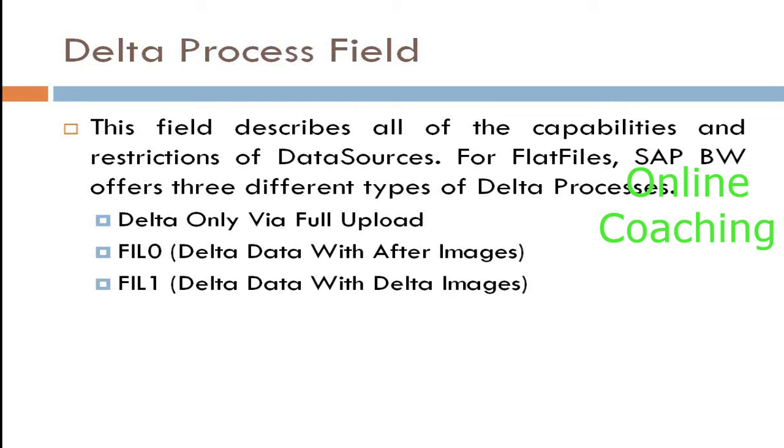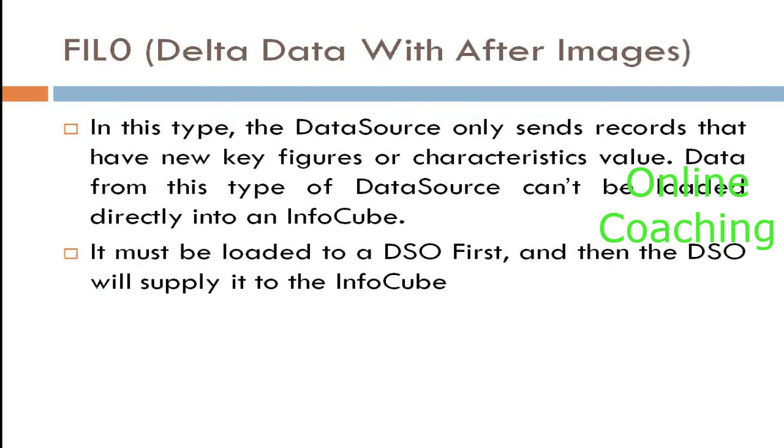There are other things. FILO, that's delta data with after images. FIL1, the delta data with delta images. Let's see what these are. FILO, delta data with after images. If you select this type of delta method, the data source only sends the records that have new key figures or characteristic values. Data from this type of data source cannot be loaded directly to InfoCube.